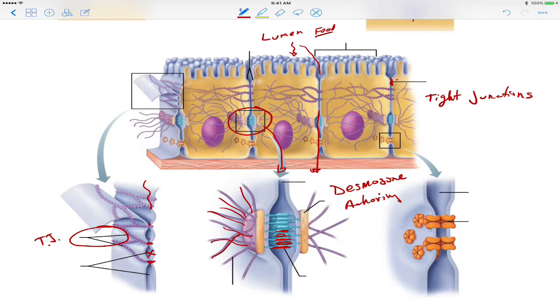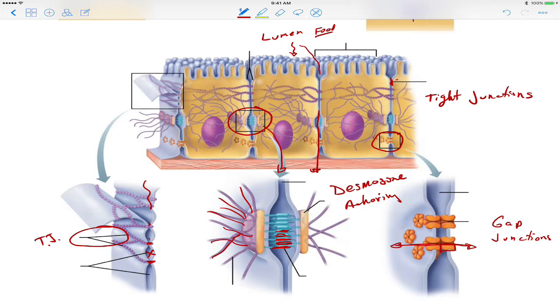Okay, the final junction is this guy right here. These are called gap junctions. These are communicating junctions. So this allows the cells to communicate. They can pass chemicals back and forth through this little channel. These little channels are made by small structures called connexons, and so these connexons connect the two cells together so that the cells can send chemical messages back and forth.